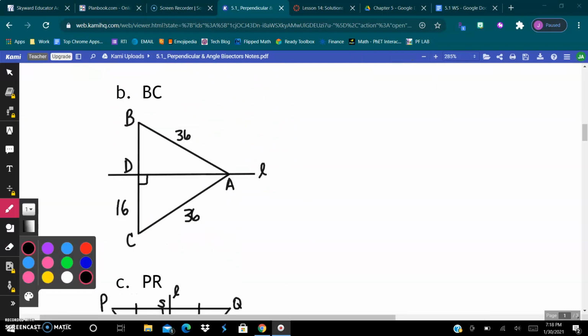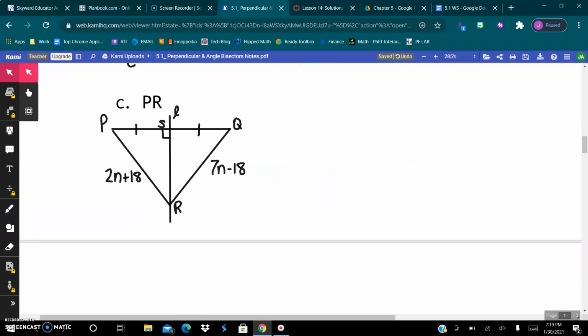And then here we need to find the length of BC. So BC is this full length here. And BC is the whole length. So BD is half and CD is half because of that perpendicular bisector right there. And if DC is 16, then so is BD. And BC needs to be 16 plus 16, so it would be 32.